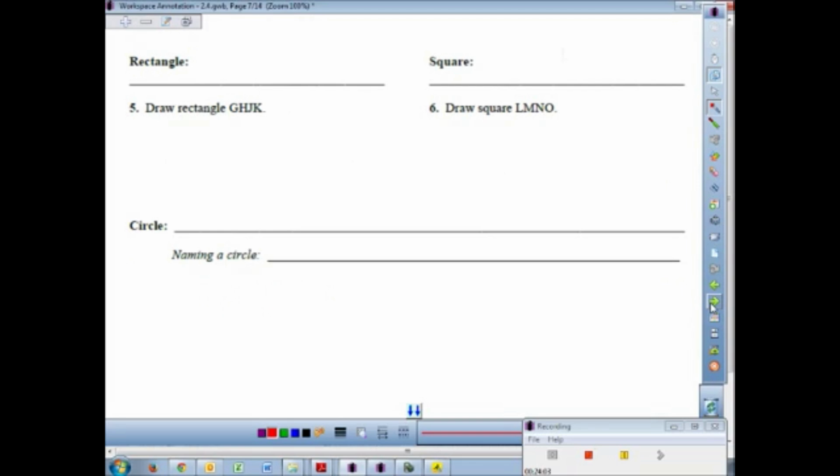Rectangle, definition. What do you think it is? I talked about it last time. Do you remember? What's a rectangle? First of all, what kind of polygon is it? It's a quadrilateral. What's so special about it? It's got 4 right angles. It is a quadrilateral with 4 right angles. That is the definition of a rectangle. Anytime I ever ask you to draw a rectangle, you better draw a quadrilateral with 4 right angles.